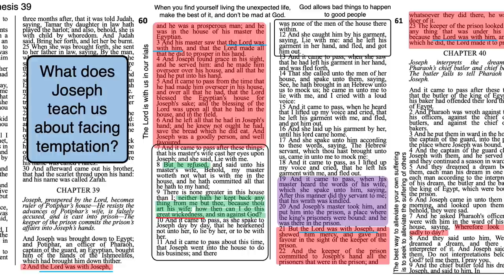Now, verse 10, "And it came to pass as she spake to Joseph day by day, that he hearkened not unto her to lie by her or to be with her." A couple of things we have going on here. One, we've got to be persistent and diligent in refusing temptation. It's not the kind of thing that you can say no to once and expect to be done with it. It requires constant vigilance and steady carefulness.